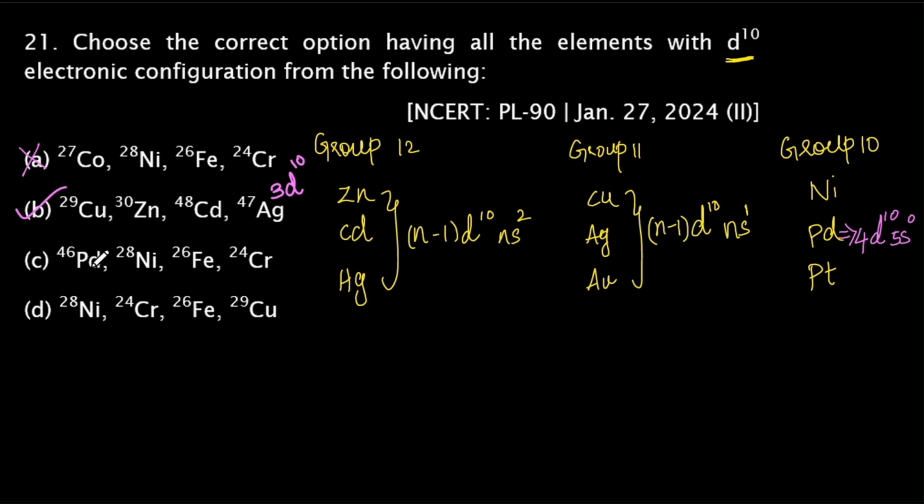In option C, palladium is given, which has d10 configuration. Then nickel, iron, chromium and so on are given. So option C is ruled out. In option D also, nickel, chromium, iron are given. So option D is also ruled out. So the correct option is option B, in which all the elements have d10 configuration.